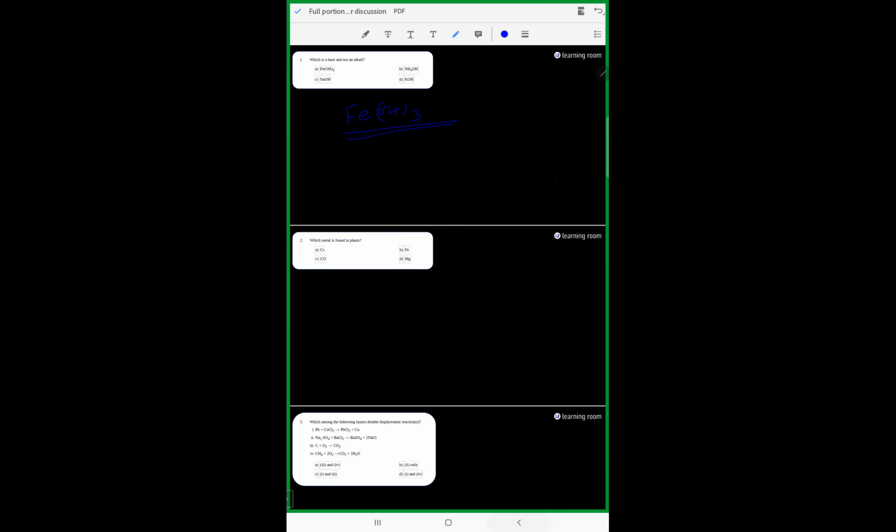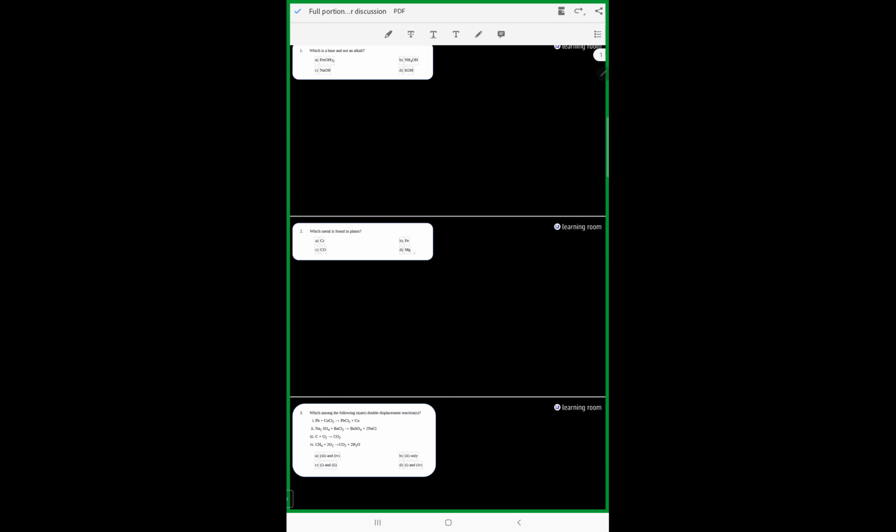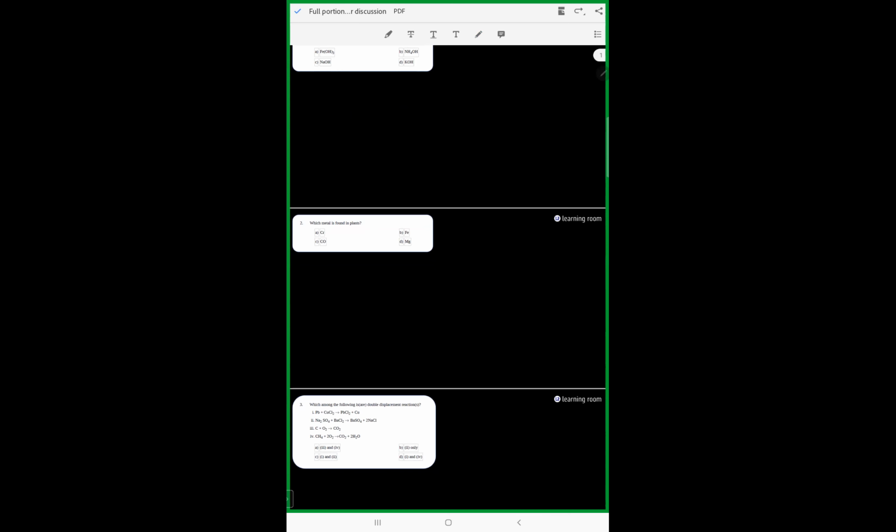So which metal is found in plants? Magnesium. Why? The answer is magnesium because of chlorophyll. Okay. So chlorophyll contains magnesium 2 plus ion. That's why it's present in the plant.